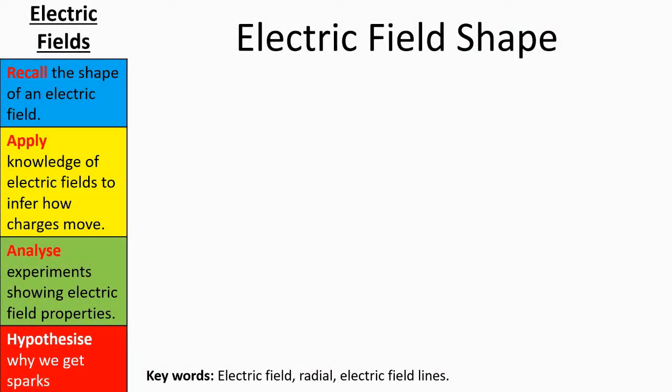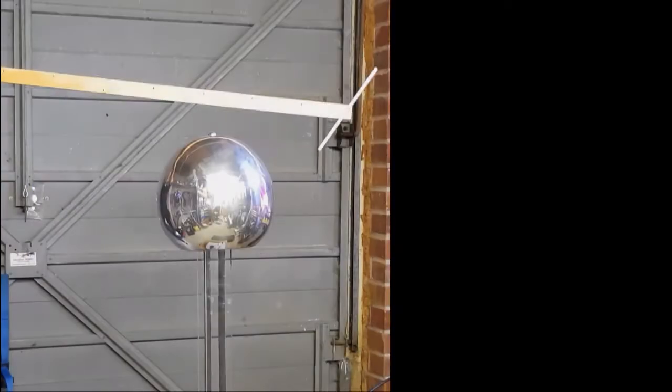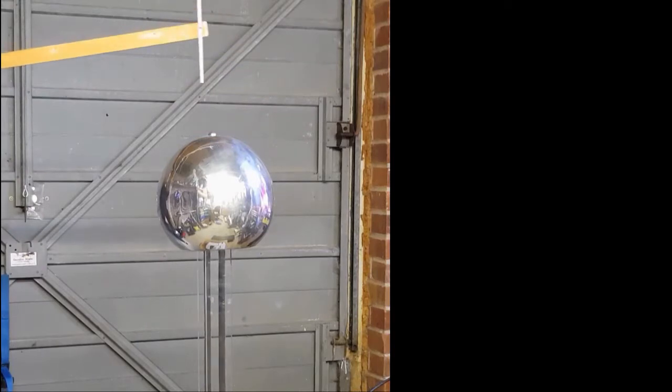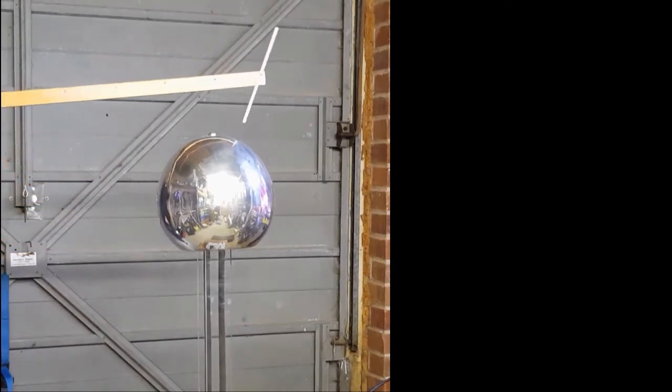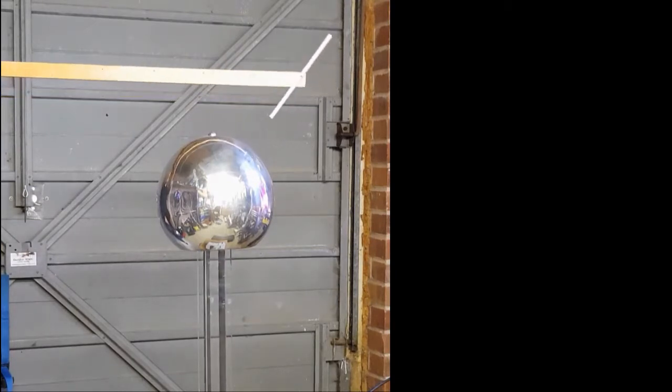Let's take a look at electric field shape. For your physics GCSE, you need to be able to draw the electric field pattern for an isolated charged sphere. I'm going to use this free spinning straw on the end of a meter rule to show you how that works. The straw will find the pattern of the electric field. Note that the pattern of the electric field is always radially outwards away from the charged dome.